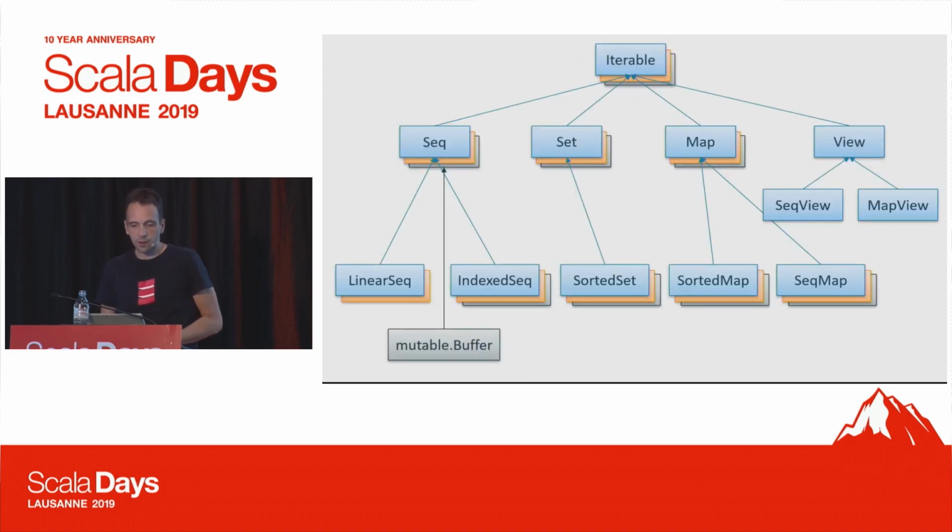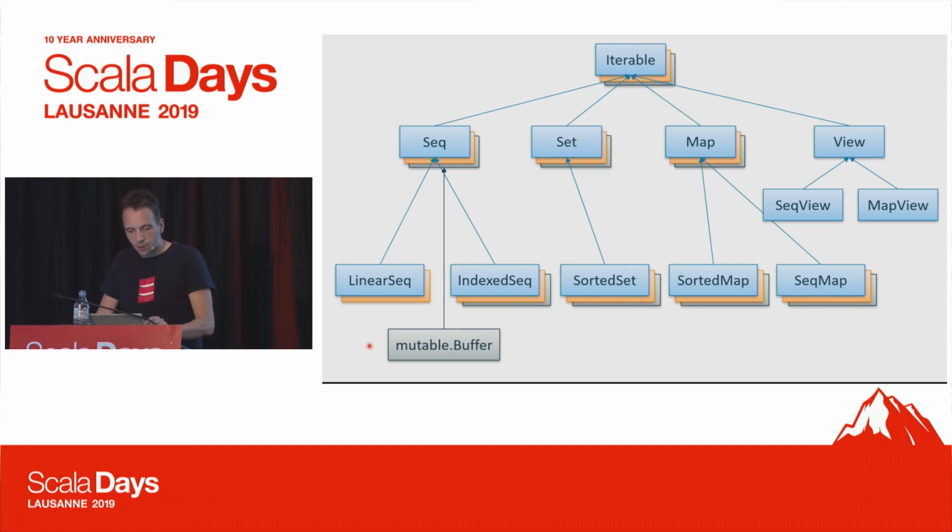And now we can take a look at the full hierarchy. We start with iterable, and we have seek below it on the left, and it is further divided into linear seek and indexed seek. A linear seek is one that supports an efficient tail operation, and an indexed seek supports efficient apply and length operations. So depending on how you want to consume them, you may want a linear seek or indexed seek, and of course, depending on what you have in your implementation, you usually want to extend one of the two, but it's perfectly fine to extend the generic seek too.